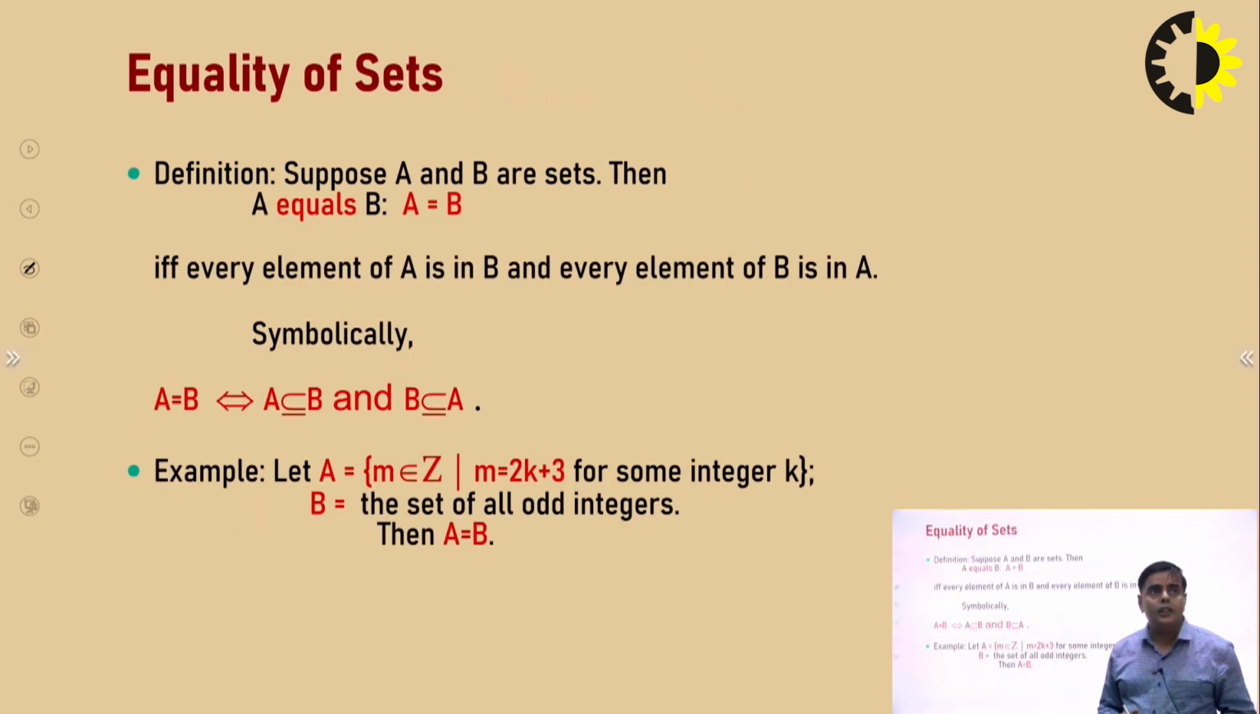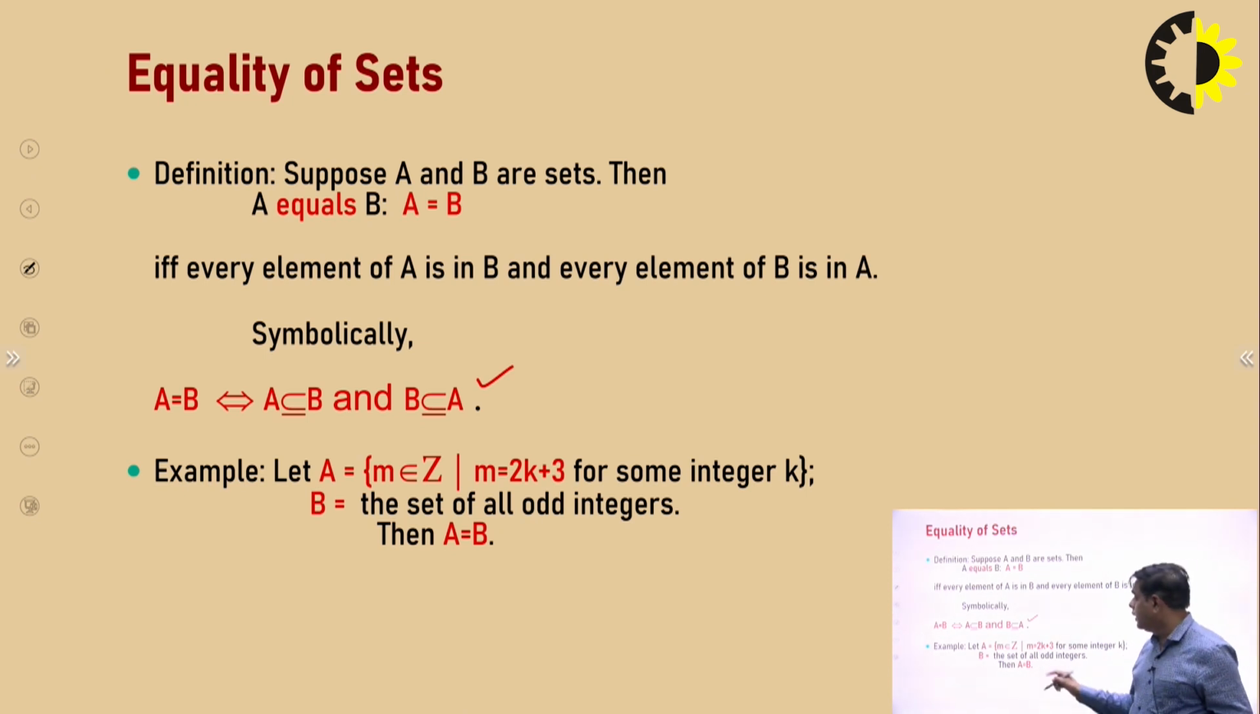Equality of sets. Suppose there are two sets A and B. If I am talking about these two sets being equal, A equal to B, and you want to ask how you will prove these two sets are equal or not, there is only one condition. You have to prove that A is a subset of B and B is a subset of A. Only this is the condition. When you prove that A is a subset of B and B is a subset of A, then you can say these two sets are equal.